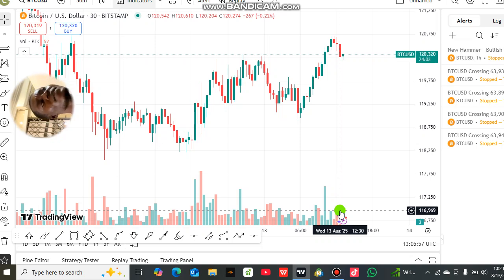So the volume indicator helps you to know the number of participants on the market at that particular time. The higher the number of participants supporting that particular move, the more authentic the move becomes, and it becomes reliable to trade.